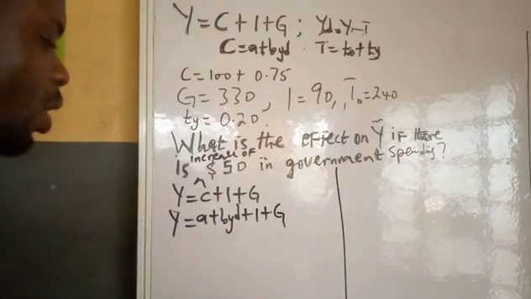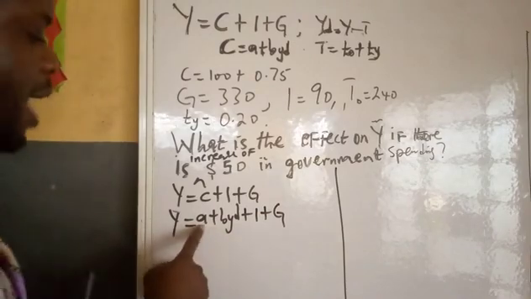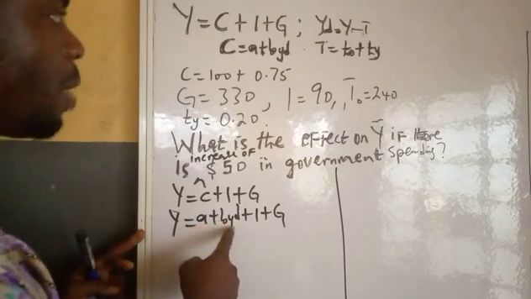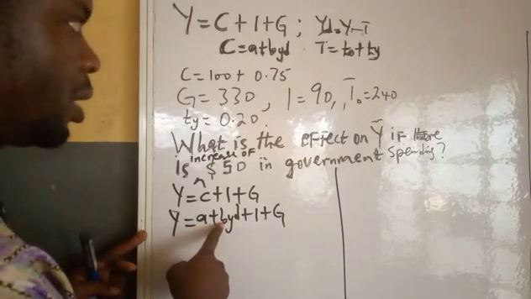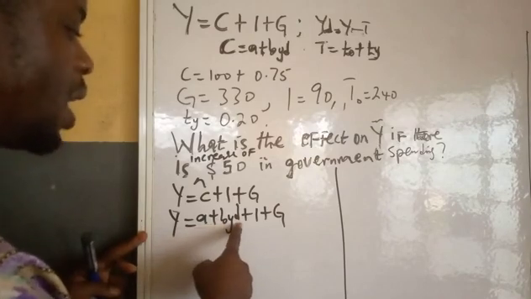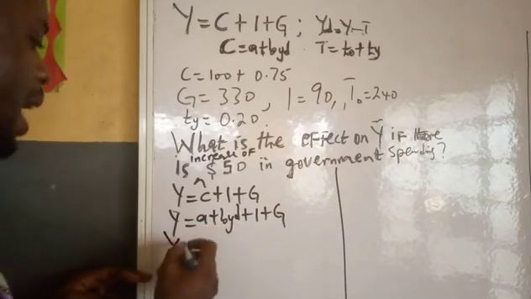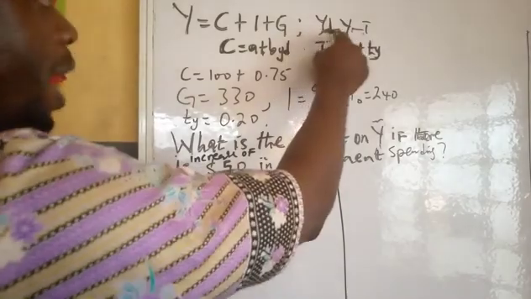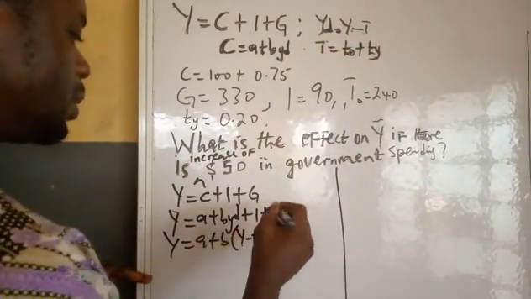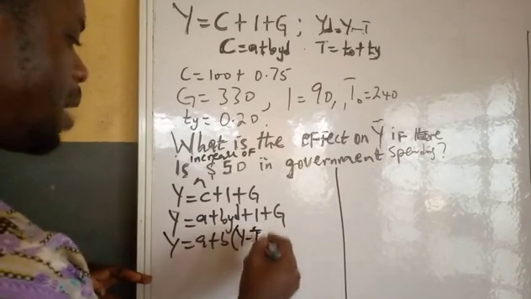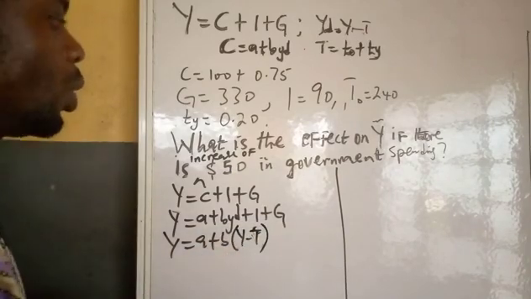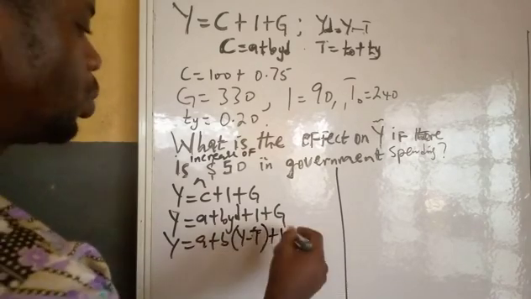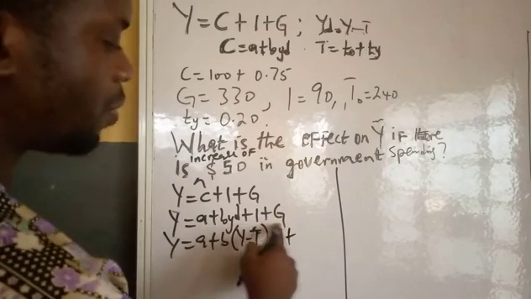Okay, so after we've done this, does A have a function? No, it's autonomous. What about B? No. But what about yd? Yes, we have. So we have to open it. So we say y equals a plus b, and yd has a function, which is y minus t. So we say y minus t. Do you understand? Y minus t, bracket close. Then we come to plus I. Does I have a function? No. G, does G have a function? No.